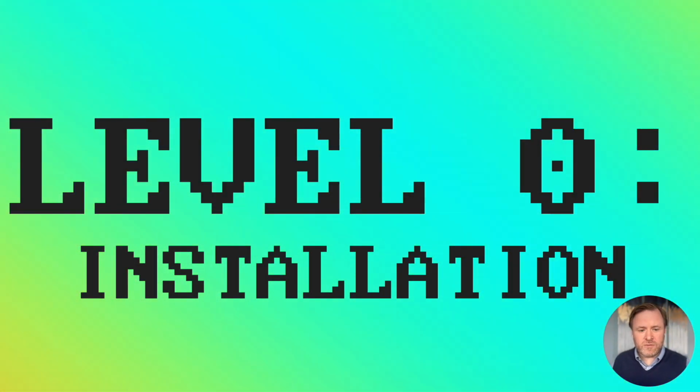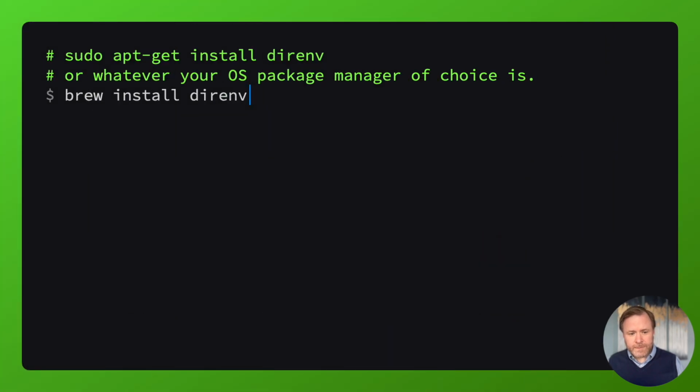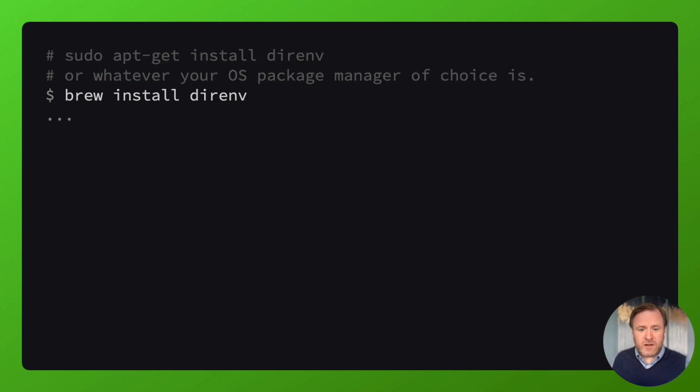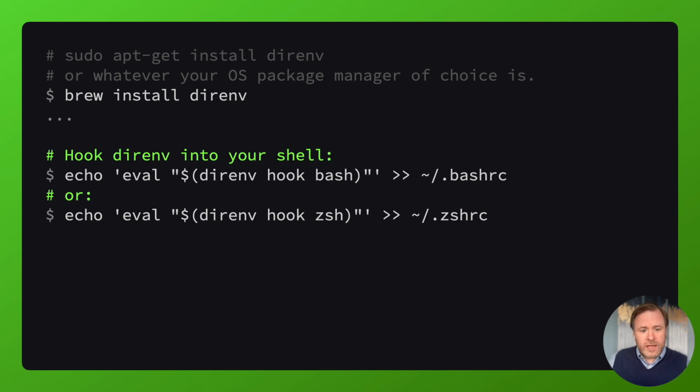Level 0. Let's walk through installing Direnv. First, we're going to install the Direnv package using our OS package manager of choice. Maybe that's Brew for Mac OS. Maybe it's apt for Debian or Ubuntu, whatever it is. We're going to let the installer do its thing. And then we're going to hook direnv into your shell.